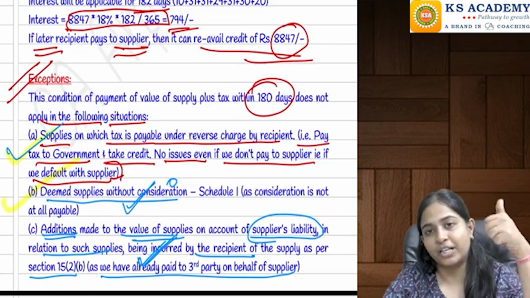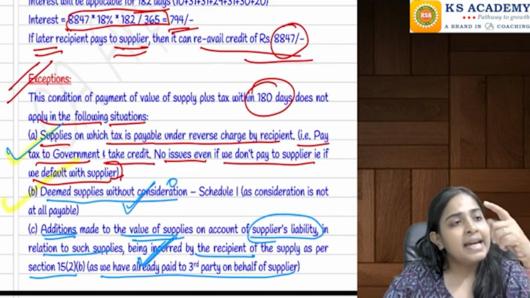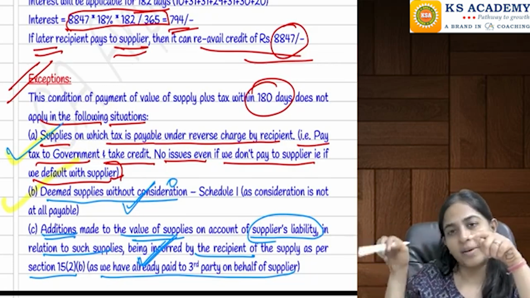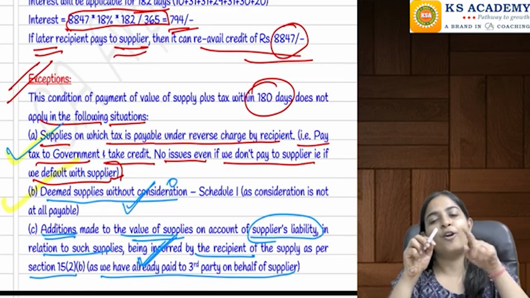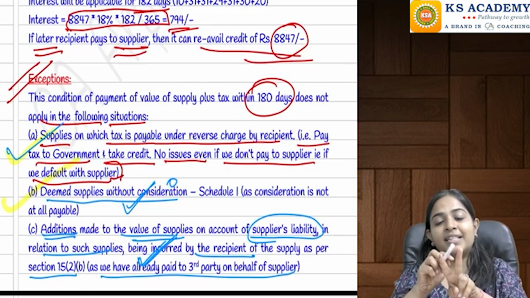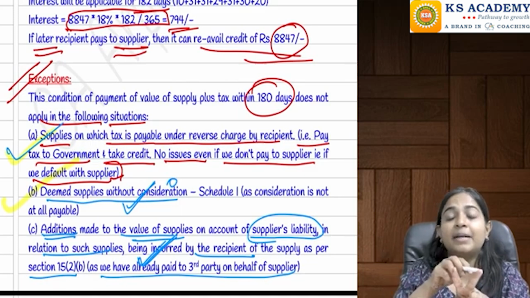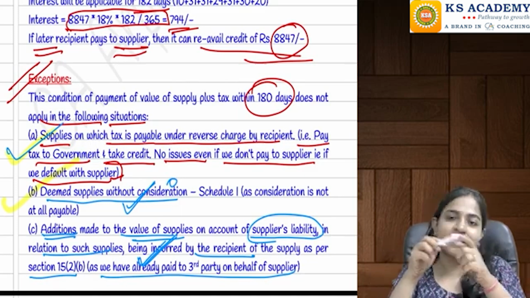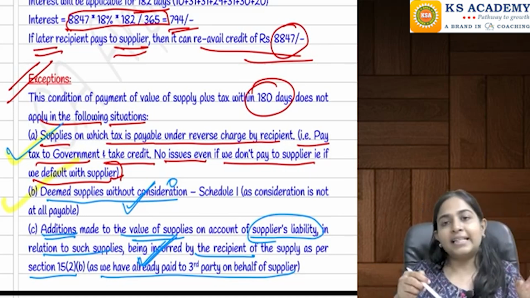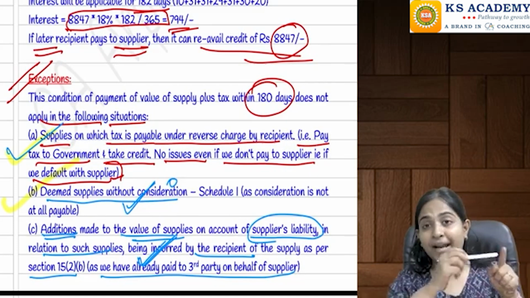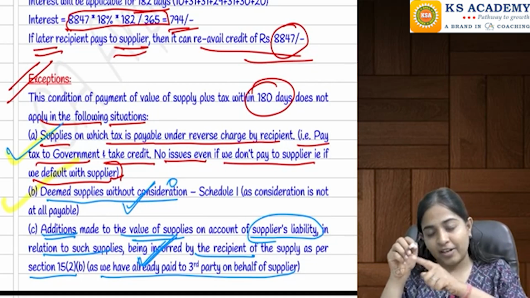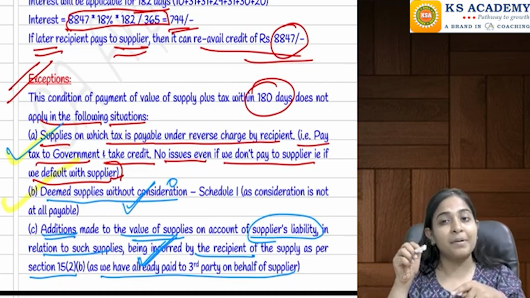Very, very logical. First one, in case of reverse charge mechanism. In case of reverse charge mechanism, anyway, the recipient is required to pay the tax to the government, and we can take the credit. Even if you default with the supplier, it doesn't affect this particular section. Next one, where the supplies are made without consideration, still it is deemed as supply as per Schedule 1. If the consideration is 0, then there is no need to pay anything. You can still take the ITC. And the last one, when it was the supplier's liability, but the recipient has paid it, this discharges the liability to a third party. Remember the valuation chapter?